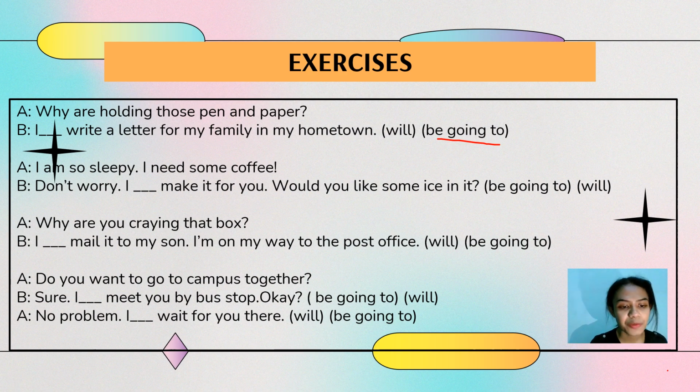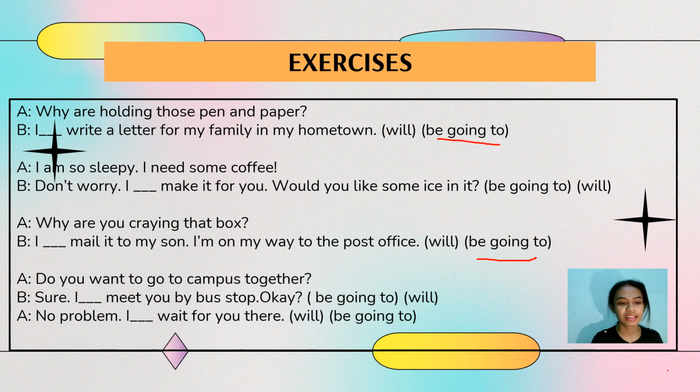Third, A said, why are you carrying that box? B, I blah blah blah mail it to my son. I'm on my way to the post office. And the answer options are will or be going to. And the answer is be going to, because the sentence is specific. Kalimatnya sudah jelas gitu. Jadi kayak sudah terencanakan si B-nya ini mau kirim ke anaknya gitu.